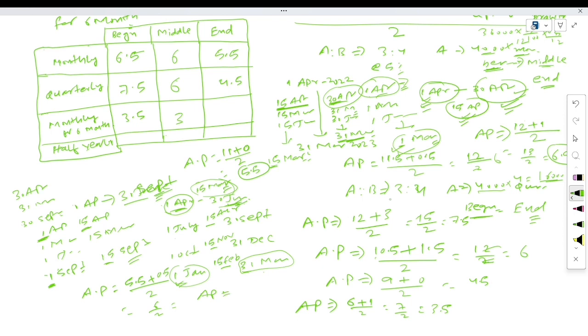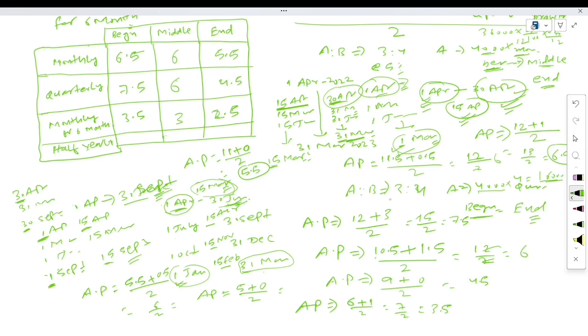Average period will be here, month left after first drawing. First drawing is happening on 30th April. It means how many months will be left here? For 6 months you are withdrawing, then 5 months will be here. And last drawing is happening on 30th September. It means here 0 month will be here, 2.5. This will be 2.5 average period.